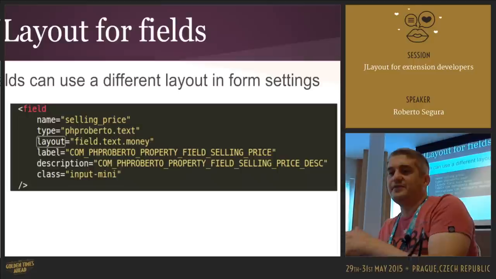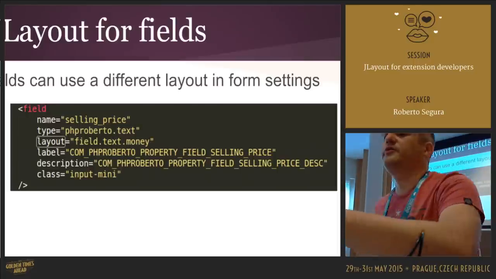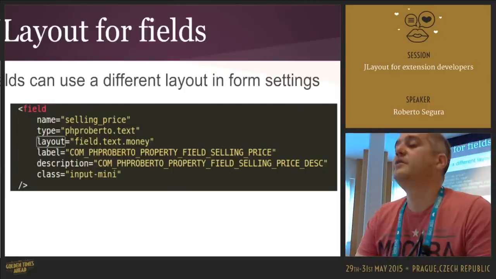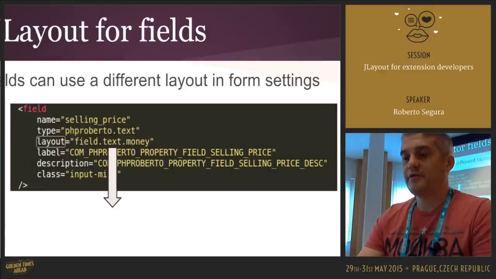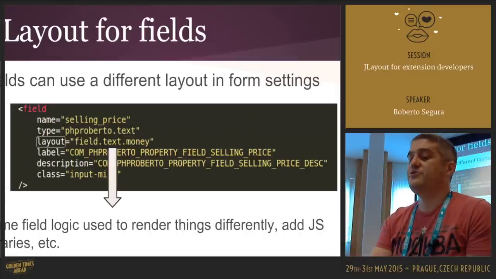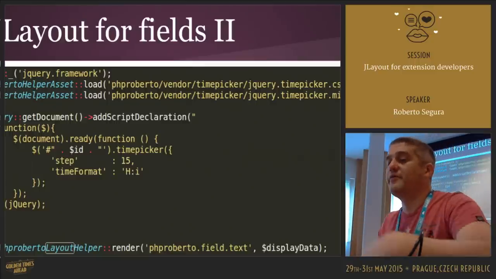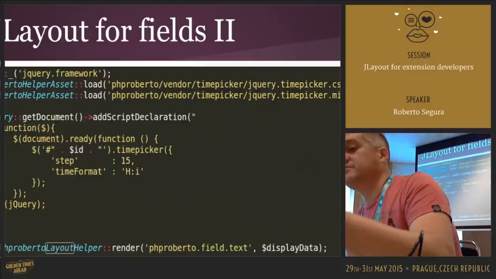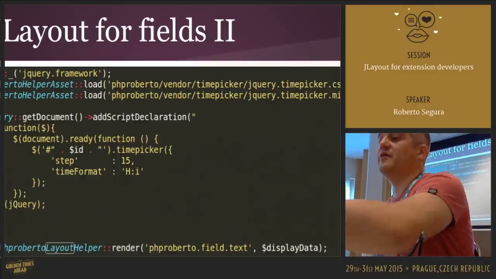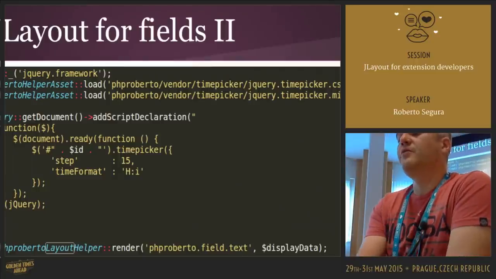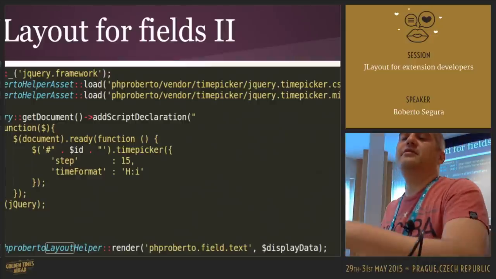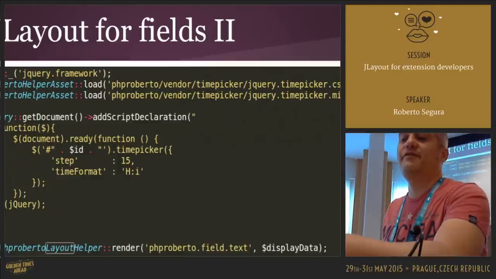If it were in core, you could use a text field specifically using a layout, which is in field text money layout. So I think I have it there. It's the same logic because the field is a text field, but what it's doing in the override is something like this. This is my layout. Instead of using the standard field text, I have another layout, but it's loading, for example, for a time picker, two assets, the CSS and the JS file, and then creating a time picker for my field, which is the ID.